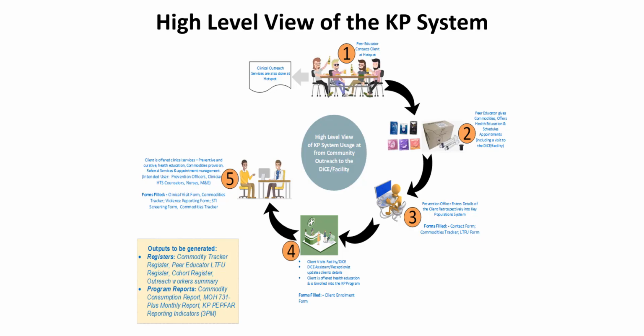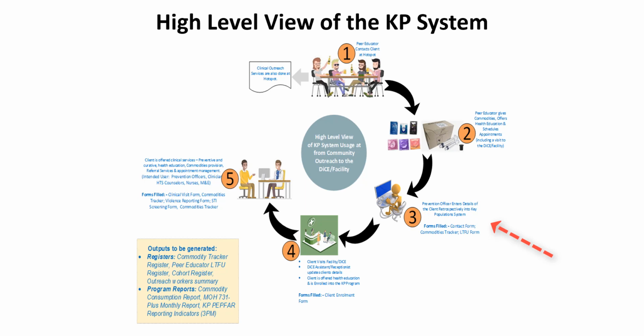At this level, allow me to give a bird's eye view of KP system usage, right from the community outreach to the DICE or facility level. To begin with, the peer educator contacts clients at the hotspot. At the hotspot, clinical outreach services can also be done. At that point, the peer educator gives commodities, offers peer education, and schedules appointments, including visits to the DICE. Thereafter, information gathered is entered into the system retrospectively by a prevention officer.